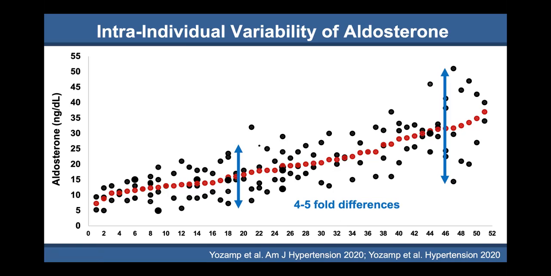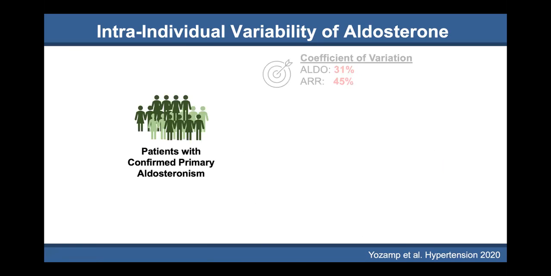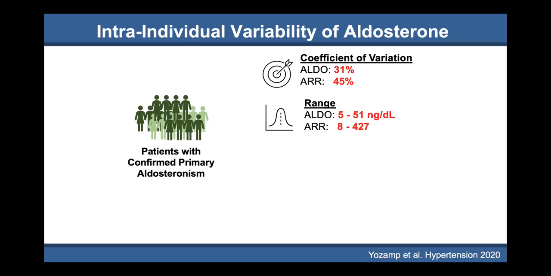So what does that mean practically? If you look at these patients with confirmed primary aldosteronism, the coefficient of variation for aldosterone was around 31%. For the aldosterone to renin ratio it was 45%. There's substantial intra-individual variability on different days. The range of aldosterone was quite broad. So these patients with primary aldosteronism at times had aldosterone levels as high as 50 nanograms per deciliter and aldosterone to renin ratios in the several hundreds. So these are subjectively very high, and anyone would agree that those are high. However, they also had aldosterone levels as low as 5 nanograms per deciliter and aldosterone to renin ratios as low as 8. Most individuals would consider that to be low levels.